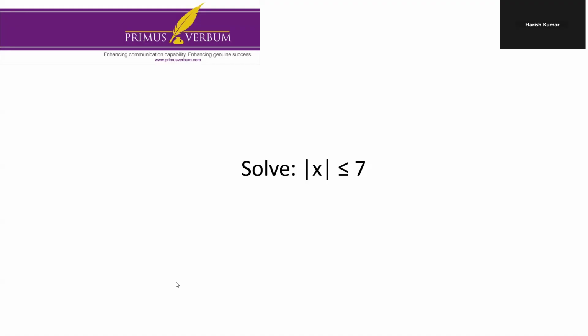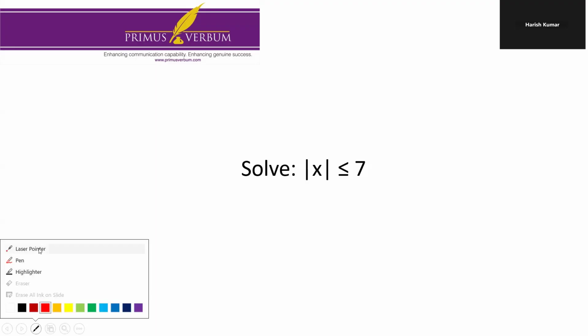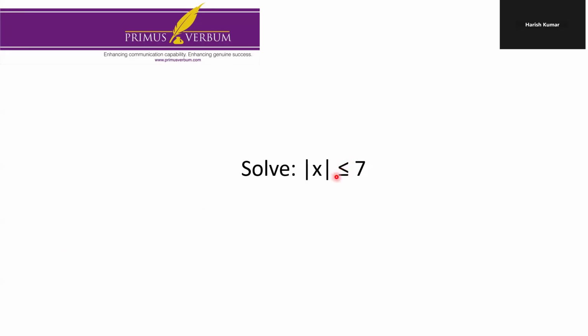Solve absolute value of x less than or equal to 7. In the previous video we solved absolute value of y less than 7. Now we are looking at absolute value of x less than or equal to 7. So there is an equal to sign. It's less than or equal to 7. So let's go ahead and do it.